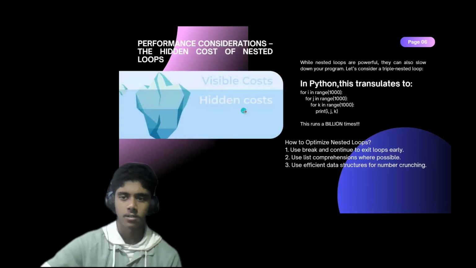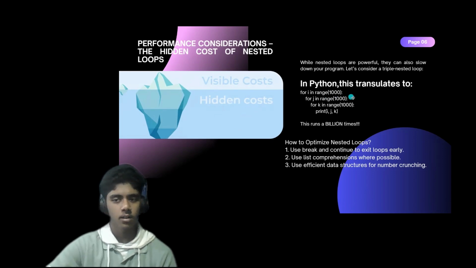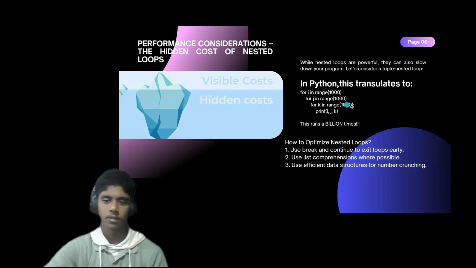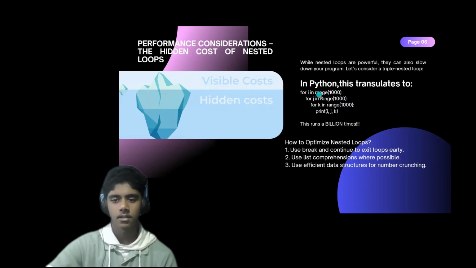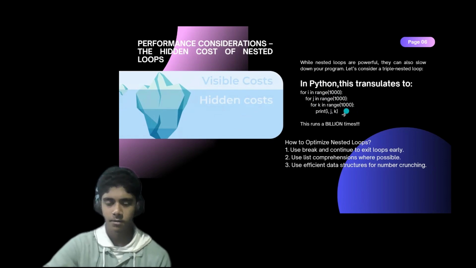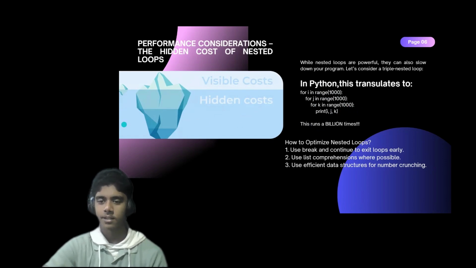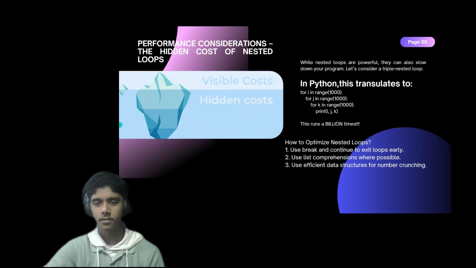Performance consideration. While nested loops are powerful, there are cons while using this. For example, let's consider a triple nested loop. This particular program takes forever to end. Why, you ask? Because this runs a billion times. For instance, let's take each iteration takes a millisecond to execute. This whole program would take around 11 days to complete.